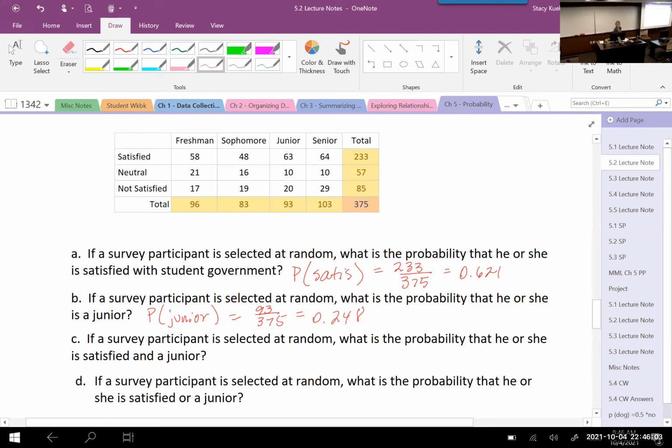If a survey participant is selected at random, what is the probability that he is satisfied and a junior? What is the probability that he is satisfied and a junior?